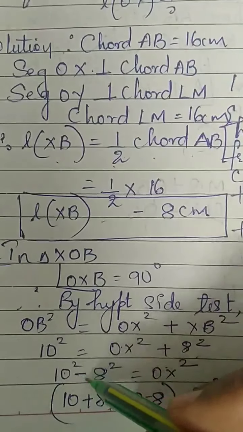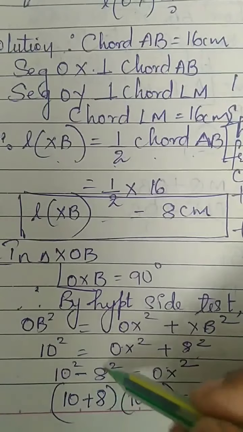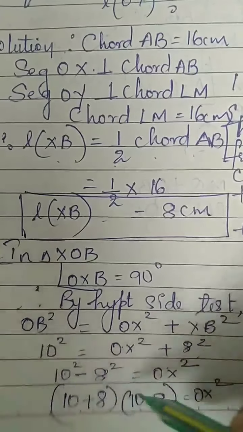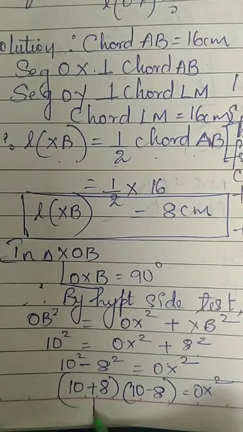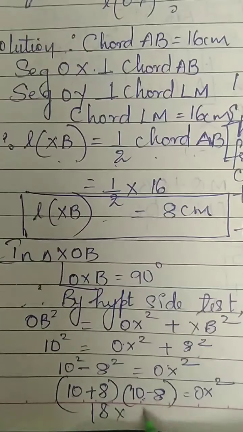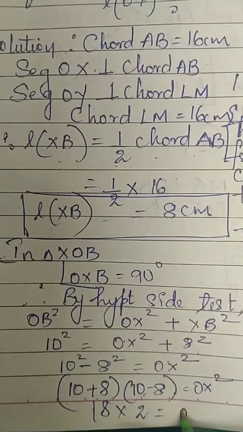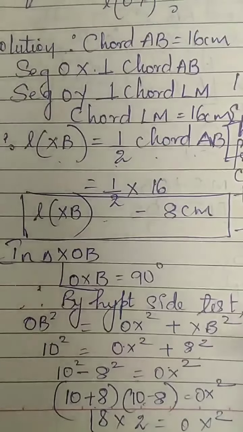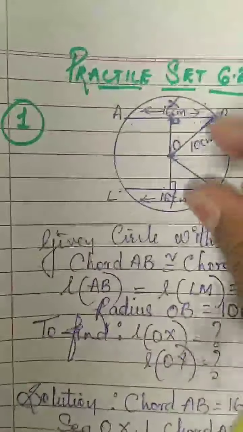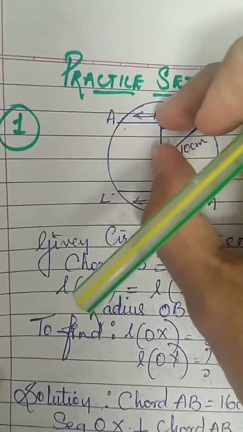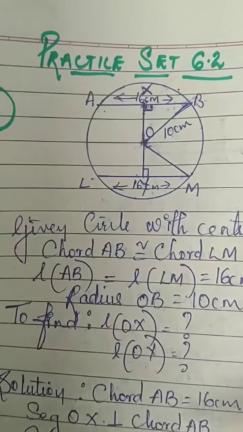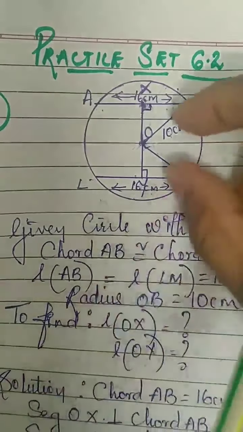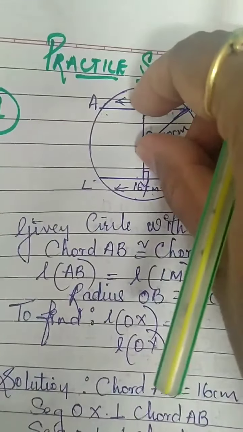Now, as I told you before, I am using the a square minus b square formula. 10 plus 8, 10 minus 8. So here I will get 10 plus 8, 18, into 10 minus 8, which is 2. That is 36, equal to OX square. So if OX square is 36, OX will be square root of 36, which is equal to 6 centimeter. So we got OX as 6 centimeter.